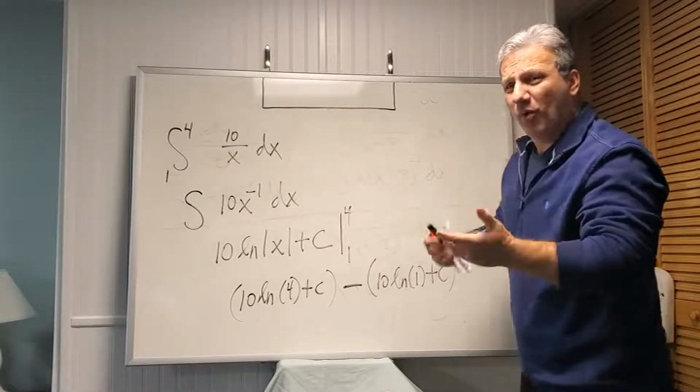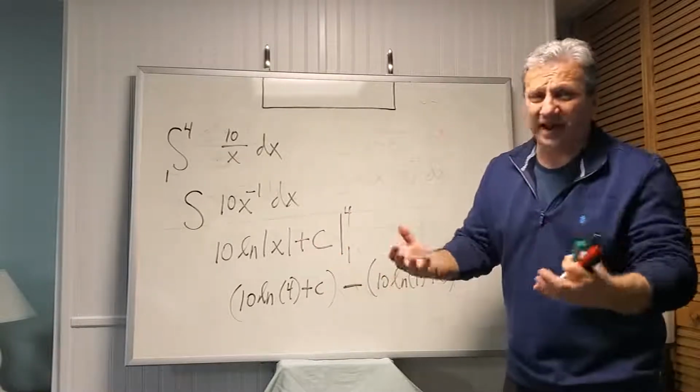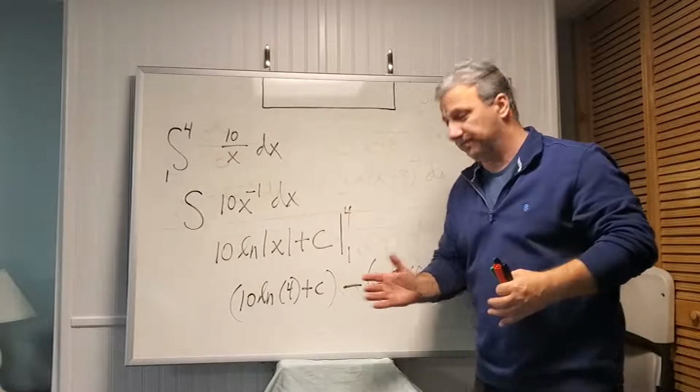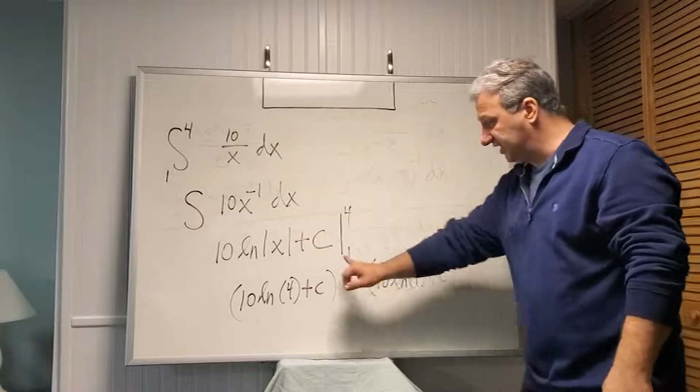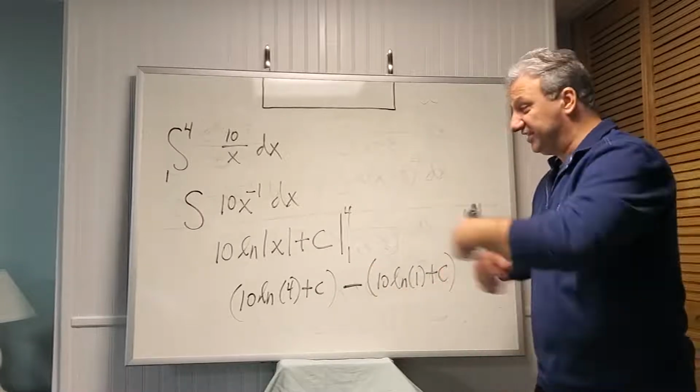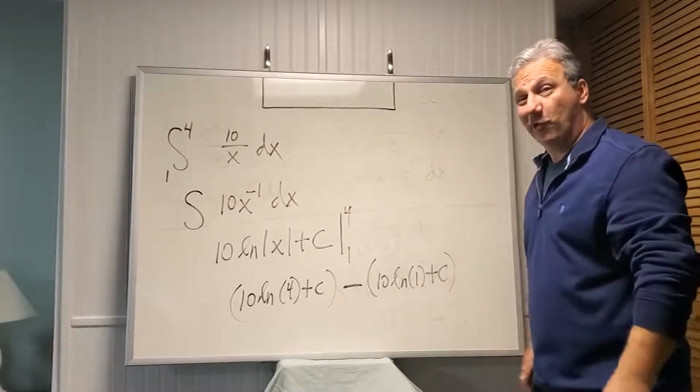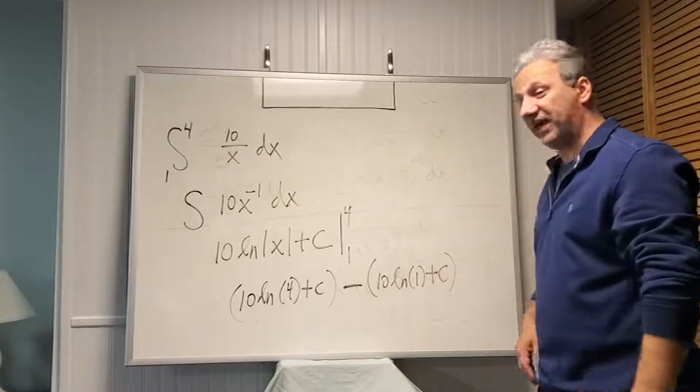Now you might be saying, whoa, you got a plus c. That's a pain in the butt. How are you going to do this without a plus c? Well, look at this. What do you see in here? I see a C and a C. The C's cancel. I really don't need to know that constant because they're canceled out of that expression.